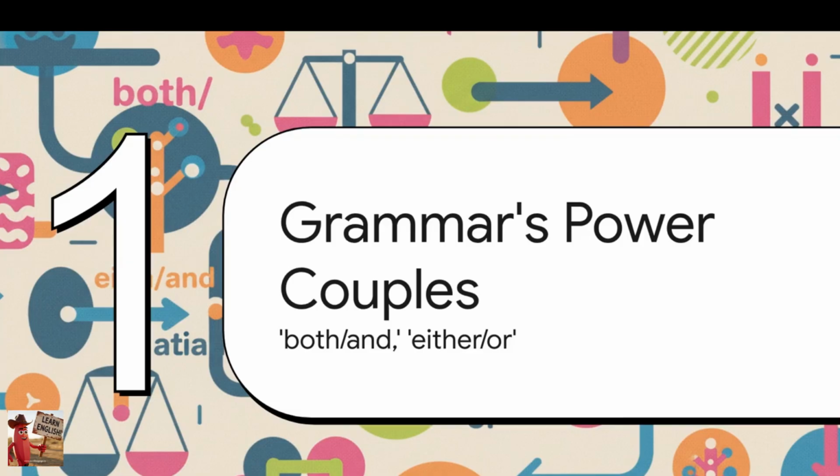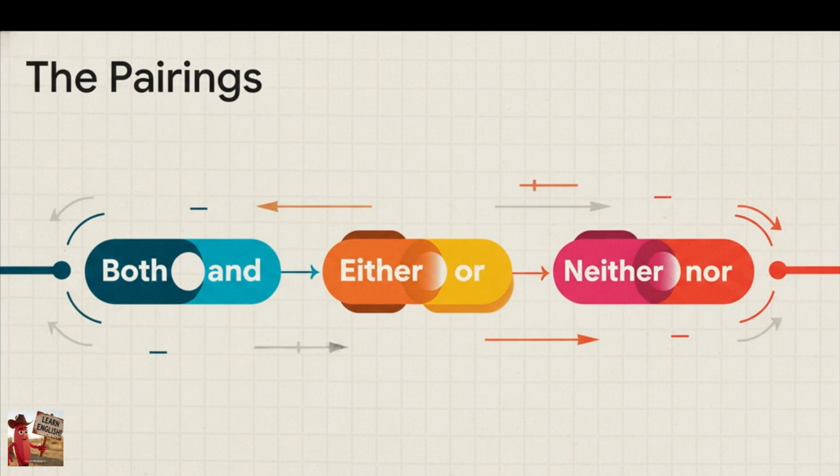Okay, so how does this actually work in a sentence? Well, these words don't usually fly solo. They have partners, forming what you could call grammar's power couples. Now you gotta remember, these pairs are set in stone. It's always both and, either or, and neither nor. You can't mix and match them, especially if you're writing something formal. They just work together as a team to connect two things.